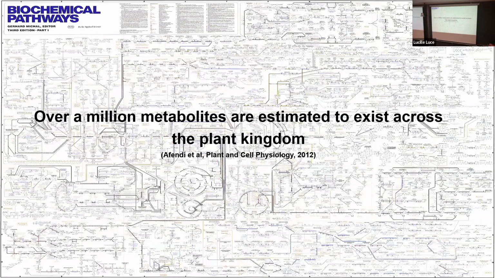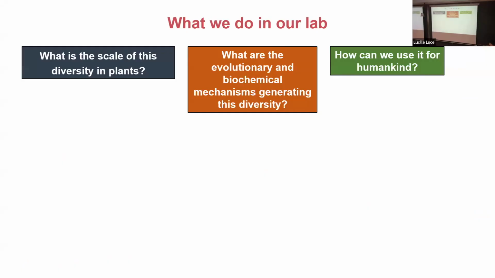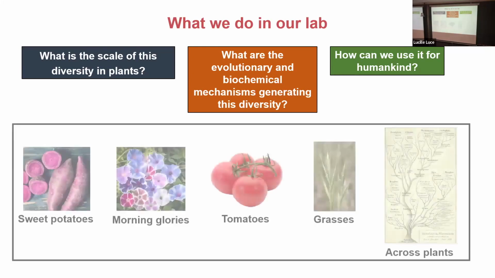So the different questions in our lab are framed around 3 common areas. One is what is the scale of this plant metabolic diversity? It's surprising, but only less than about 2 or 3% of the plant metabolites can be identified. So second question is, what are the biochemical and the evolutionary mechanisms generating this diversity, and how can we use it for different human activities?